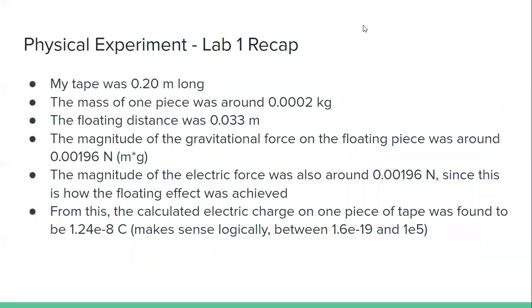Here we have the physical experiment, Lab 1 recap. This is the exact same data that I had in Lab 1. We have the length of the tape, the mass, the distance, and then the gravitational force was found to be around 0.00196 newtons. The electric force was also found to be that same value, since that's how the floating effect was achieved. From this, the electric charge was found to be 1.24 times 10 to the negative 8 coulombs, which makes sense, but is quite different from what was found from the GlowScript model.